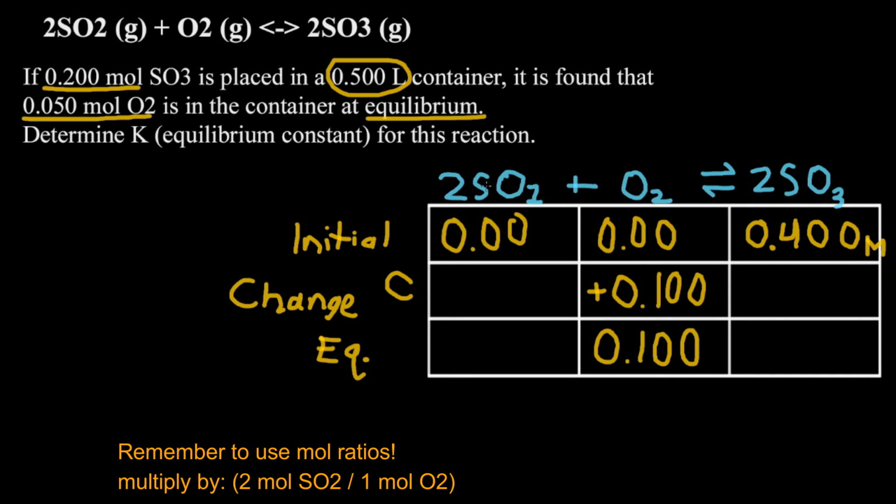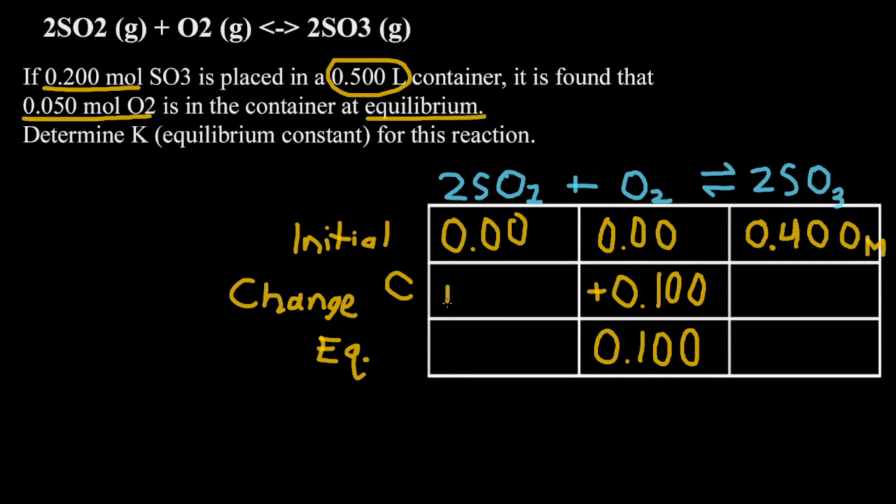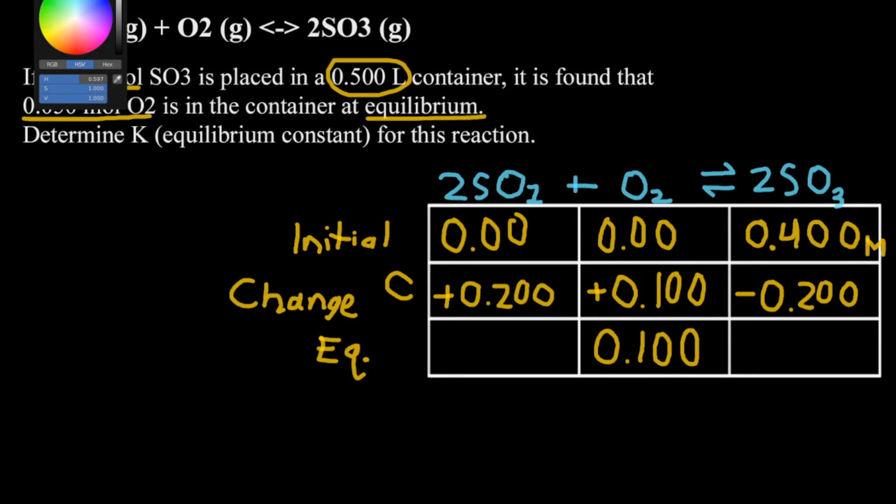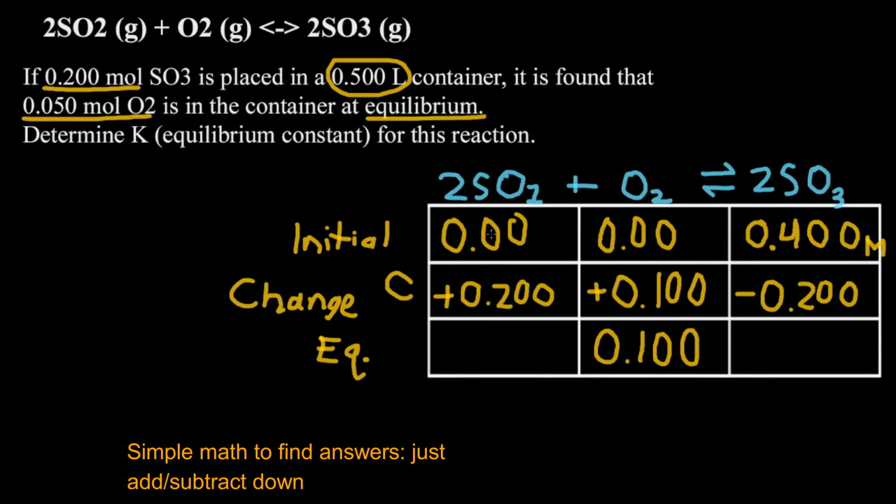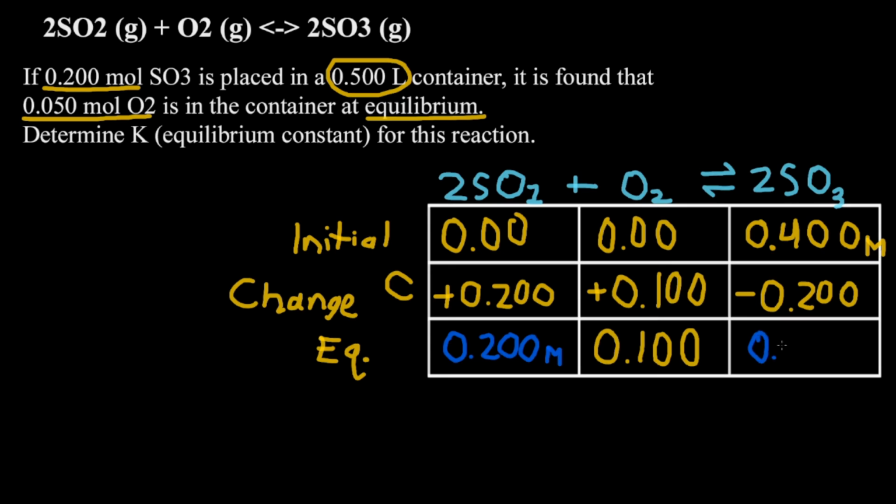However, based on the mole ratios, you can tell that there's 2 moles of SO2, so this means that we have to do plus 0.2, multiply it by 2. And it's the same with SO3, however, it's on the reactant side, so we actually subtract. And then from here, you can get your answers. Your answers will be 0 plus 0.2 is 0.2, and 0.4 minus 0.2 is also 0.2.